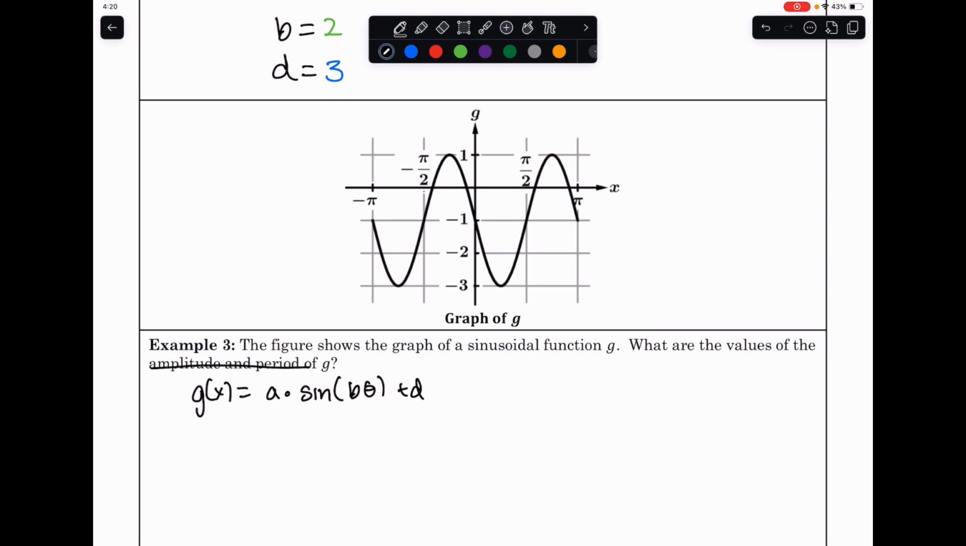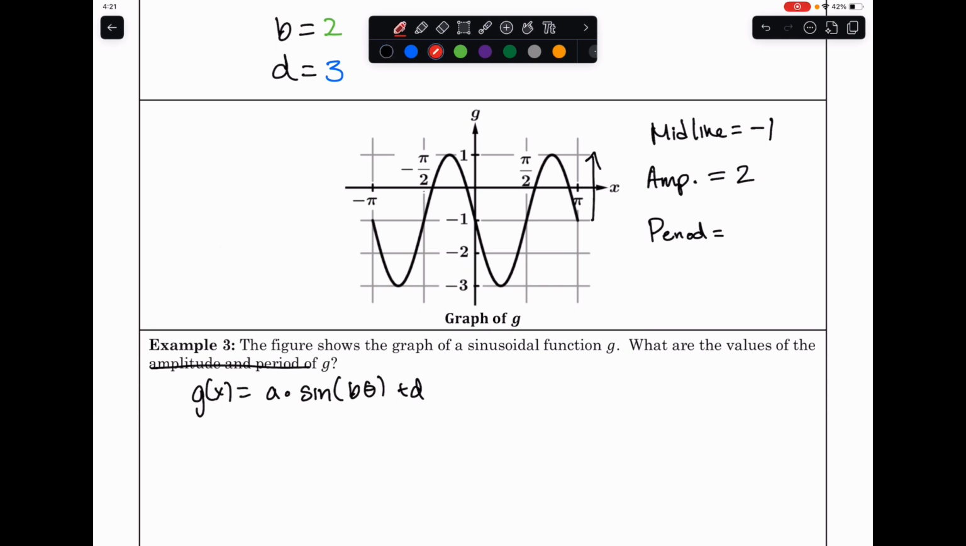So before we figure out the values of a, b, and d, let's identify the midline, our amplitude, and our period. So our midline is -1. Our amplitude is the distance from -1 going up, so that's a total of 2 units. Our amplitude is 2.